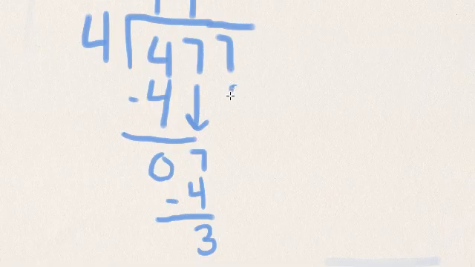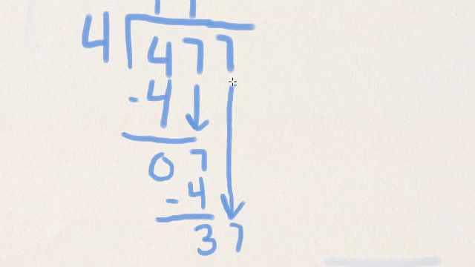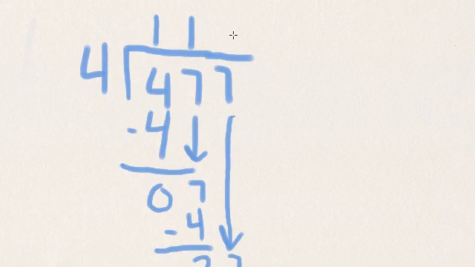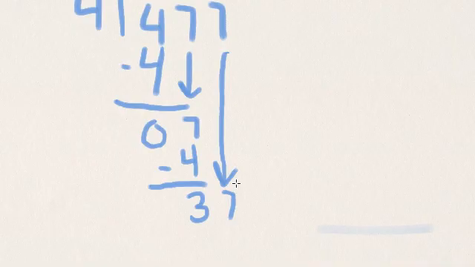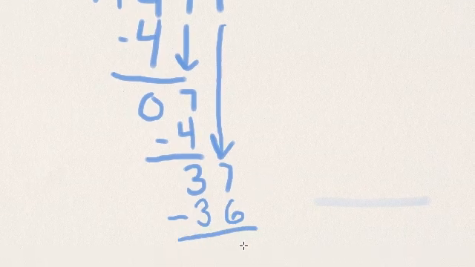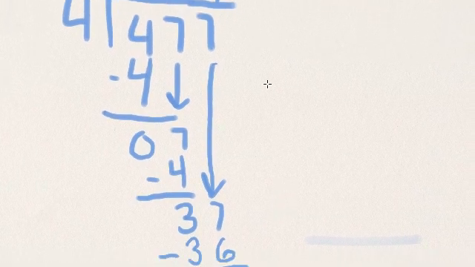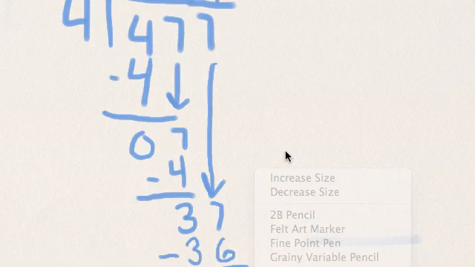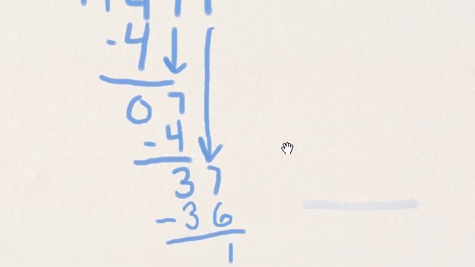We bring down one more number all the way to the bottom, the 7, and we ask that question one more time. How many times does 4 go into 37? And it is 9 without going over. 9 times 4 is 36, and that will go down here. We subtract, and we end up with 1. Now we look up here, and there are no numbers left to pull down. So what we're dealing with here with the 1 is what's known as a remainder.